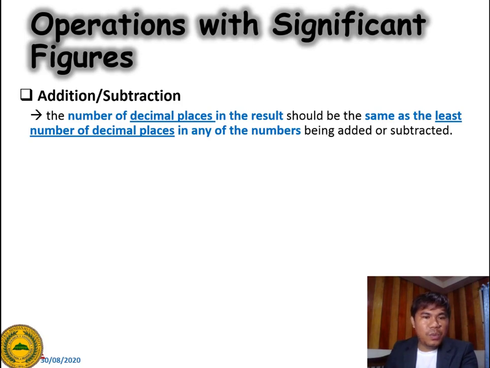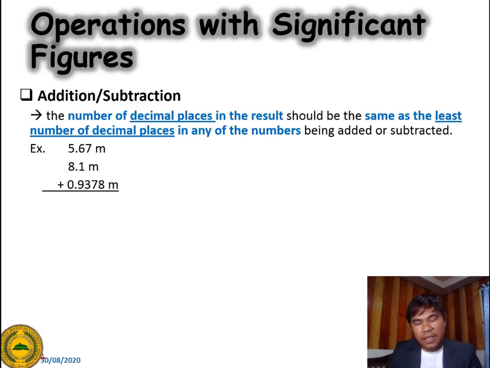Now, how do we add or subtract and multiply significant figures? So in this particular point, we need to learn how we add significant figures. Suppose I have 5.67 meters, and then you add this with 8.1 meters, and then you add this by 0.09378.